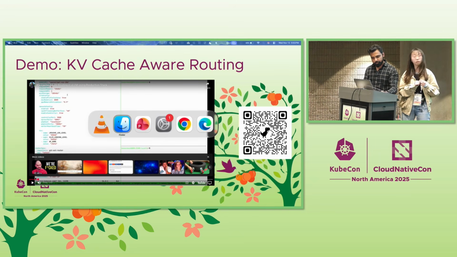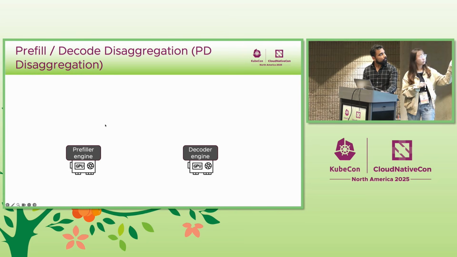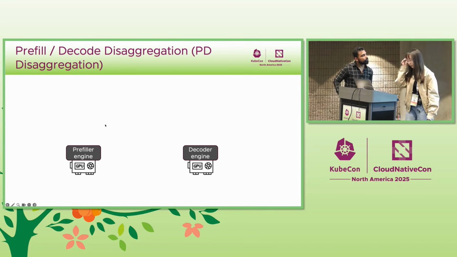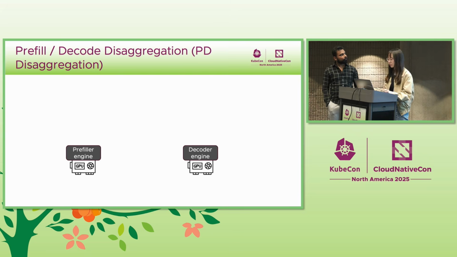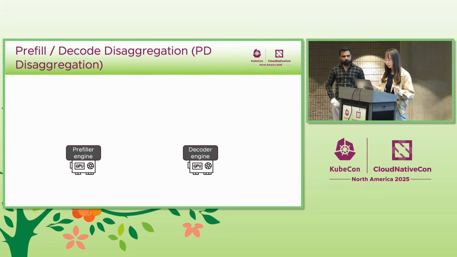Okay, and you know how Suraj showed that the prefill and decode phases can happen in one pod. Now I'll briefly talk about prefill decode disaggregation, where you can separate these two phases on different GPUs, and this has been proven to improve the efficiency of our inference as well.